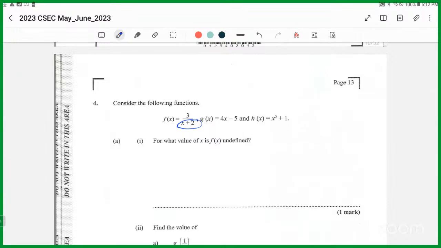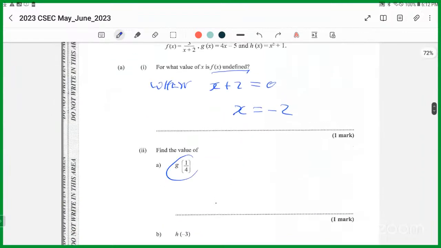It becomes undefined when the x plus 2 becomes equal to 0, which is when x equals negative 2. So negative 2 cannot be a value in the domain. You get me? This function can't work if x is negative 2, because it will cause it to be undefined. It can't divide by 0. You get me? Next part.